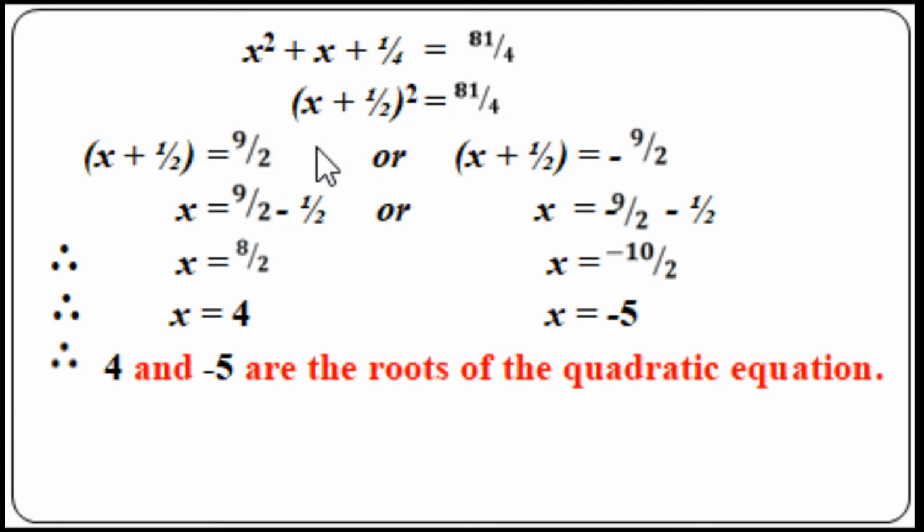Now by taking the square root we get x plus 1 upon 2 is equal to 9 upon 2, or x plus 1 upon 2 is equal to minus 9 upon 2. By solving this we get 9 upon 2 minus 1 upon 2, 9 minus 1 is 8, 8 divided by 2 is equal to 4, and here minus 9 minus 1 is equal to minus 10 upon 2. We get x as minus 5. So we get two roots for this equation, those are 4 and minus 5.